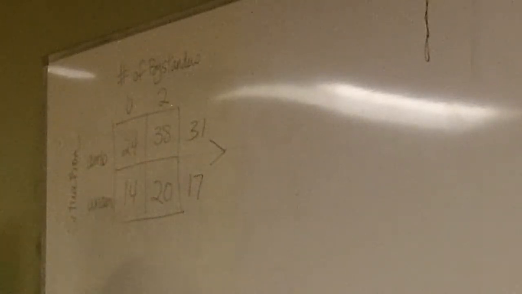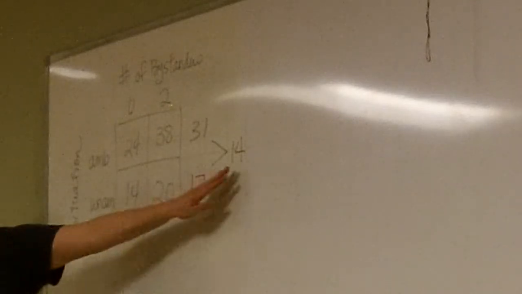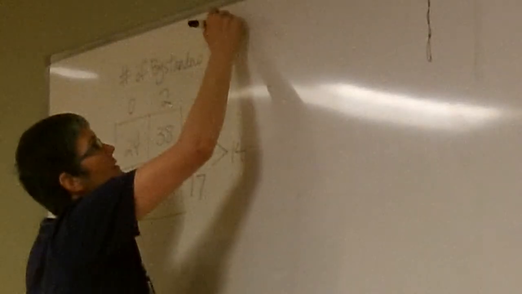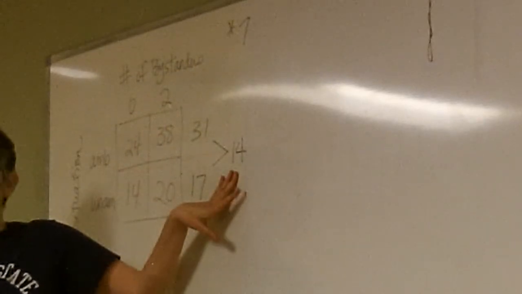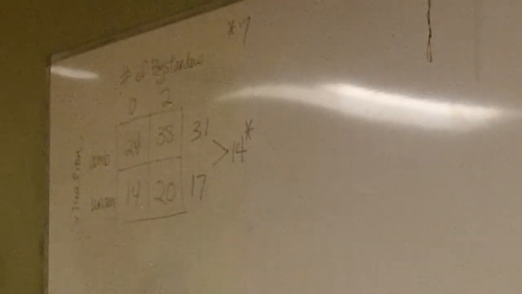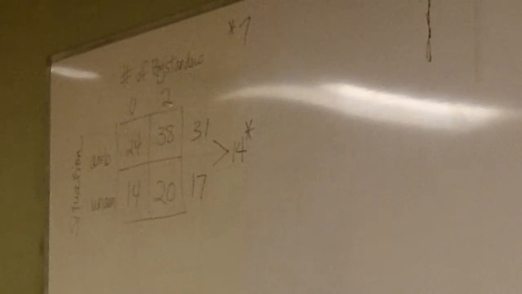And what's the difference between 31 and 17? 14. So this is my observed difference, 14. My critical value up here is 7. So if my critical value is 7, is this difference big enough to count? Yes. Okay, so that's significant. That means the fact that this is a significant difference of 14 means that there is a main effect of situation. What situation the participants were in made a significant difference in terms of their behavior.